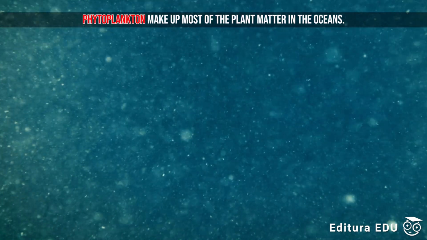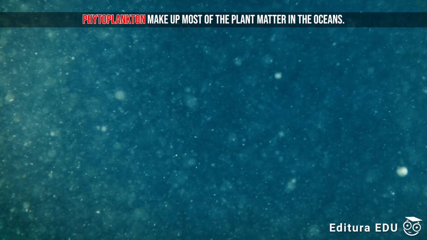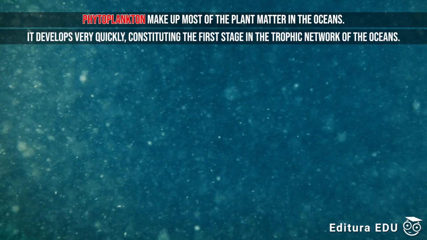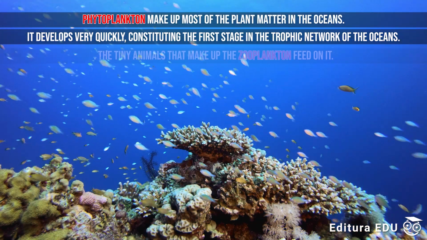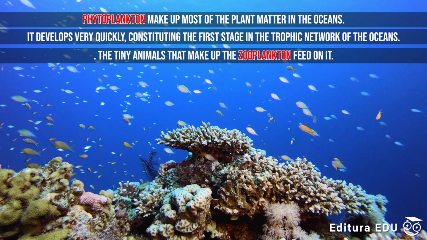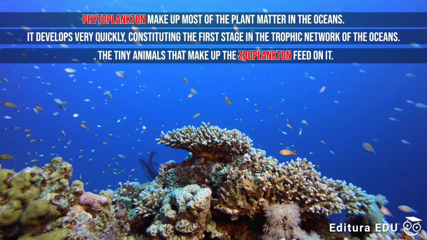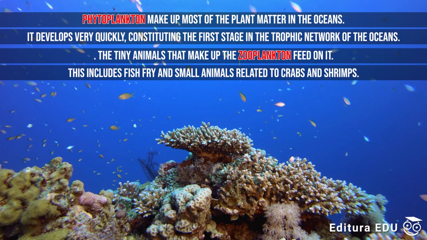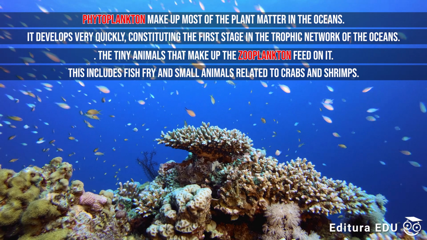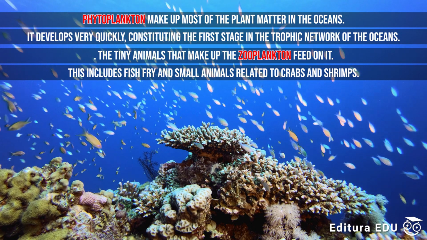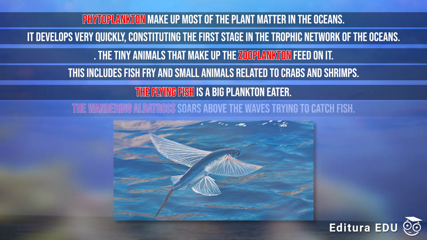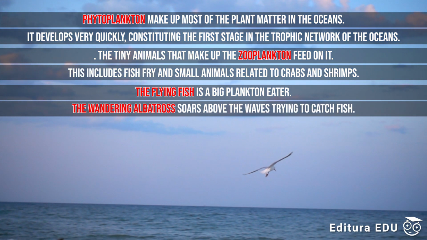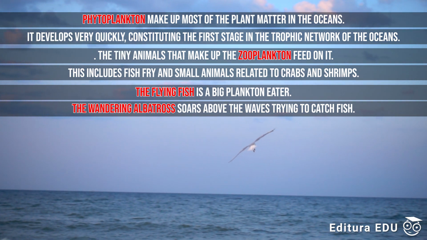Phytoplankton make up most of the plant matter in the oceans. It develops very quickly, constituting the first stage in the trophic network of the oceans. The tiny animals that make up the zooplankton feed on it. This includes fish fry and small animals related to crabs and shrimps. The flying fish is a big plankton eater. The wandering albatross soars above the waves trying to catch fish.